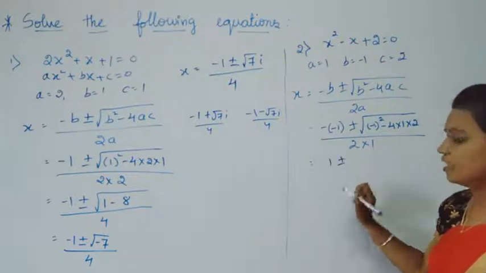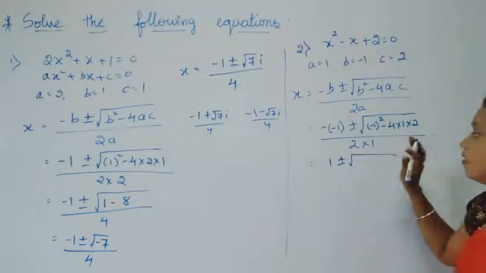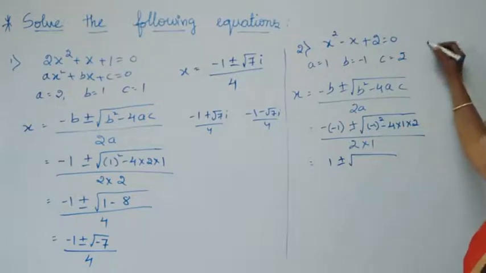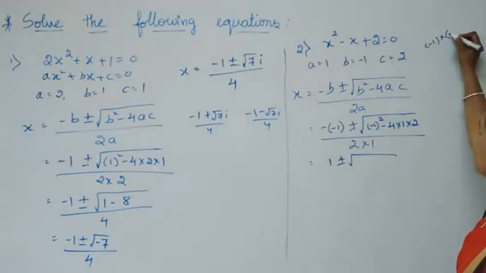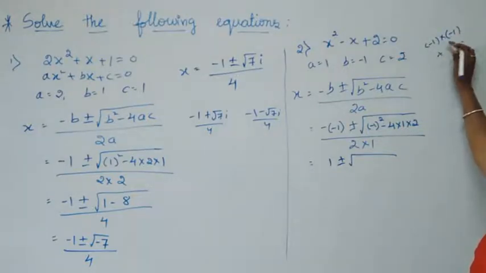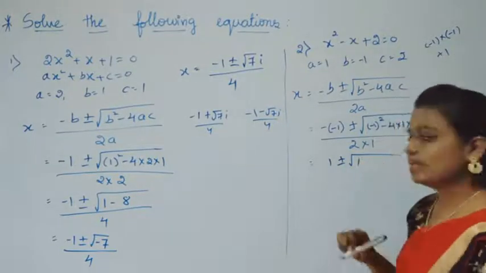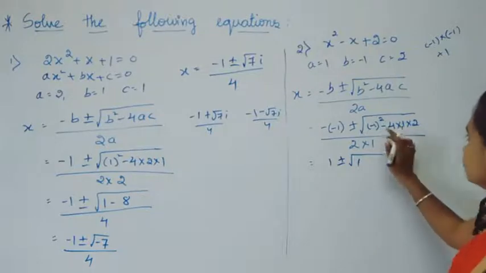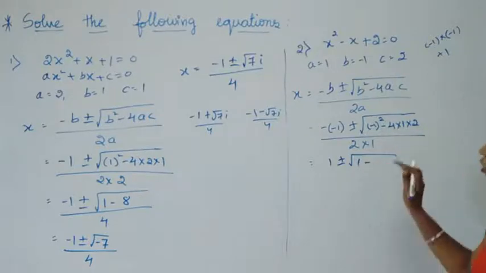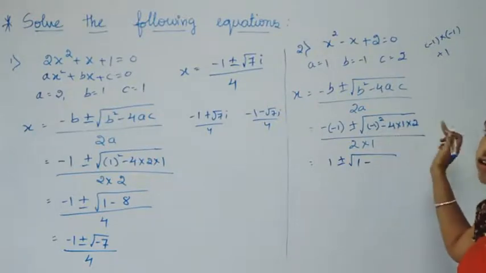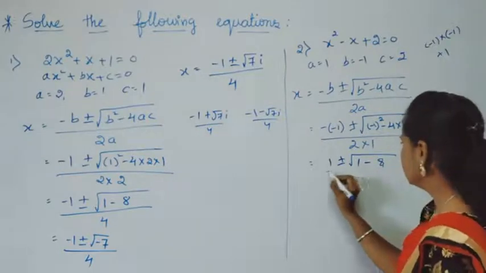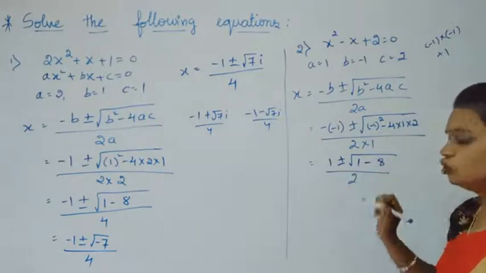Plus or minus square root of minus 1 the whole square, which means minus 1 into minus 1. Minus into minus becomes plus. 1 ones are 1. Minus 1 the whole square means it becomes plus 1. Understand? So here we have minus 4 ones are 4. 4 twos are 8, divided by 2 ones are 2.